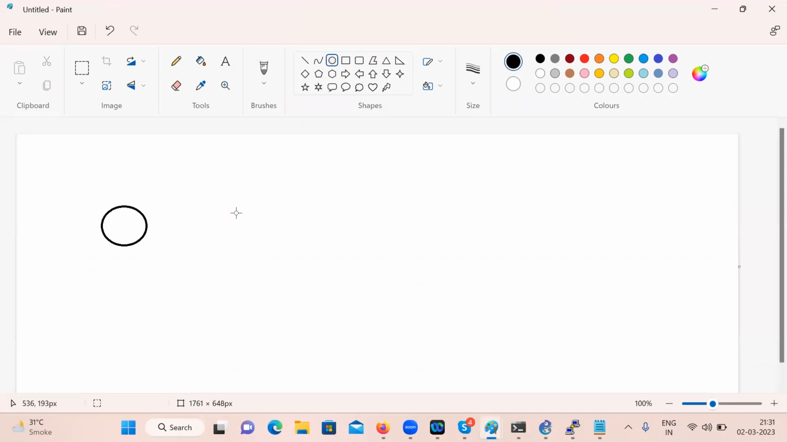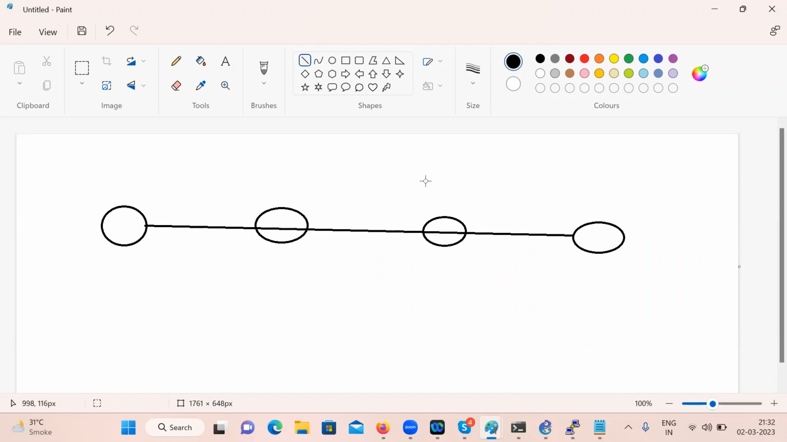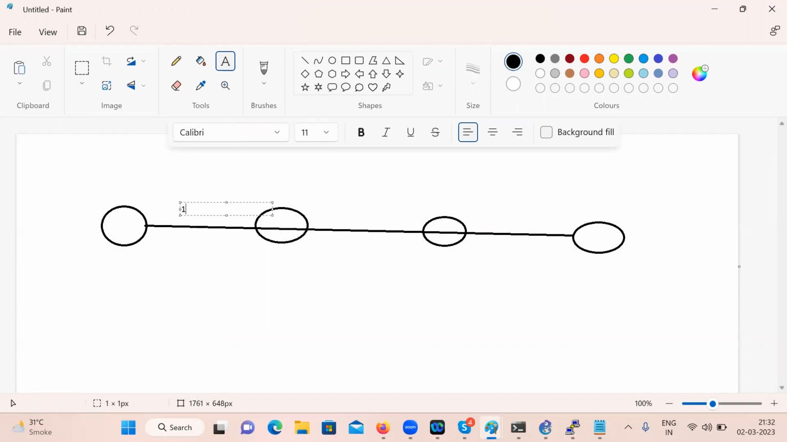Let me explain how it calculated the metric value in EIGRP. Let me show you. The calculation is something like this. Assume this is your router 1, router 2, router 3 and router 4. Between router 1 and router 2, you have configured a bandwidth of, for example, 1 MB. Between router 2 and router 3, you have configured something like 256 KB. Between router 3 and router 4, you have configured a bandwidth of 512 KB. Are you getting me? Yes, sir.